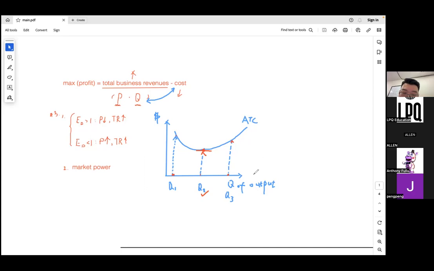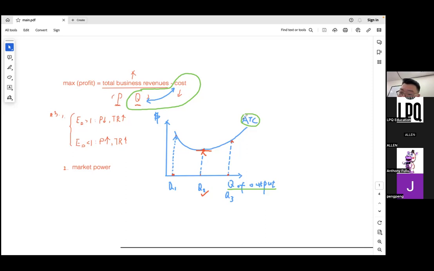Okay, so basically this is a basic introduction of so-called producer behavior. But once again, today the most important question is about the relationship between Q and the cost. To be more specific, we want to talk about the quantity of output. So Q here means quantity of output, and ATC is the total cost per unit.